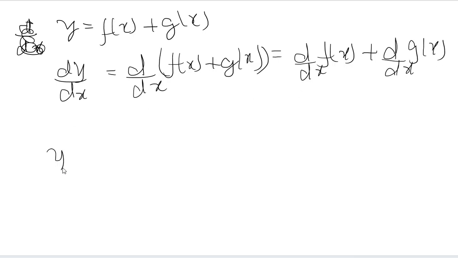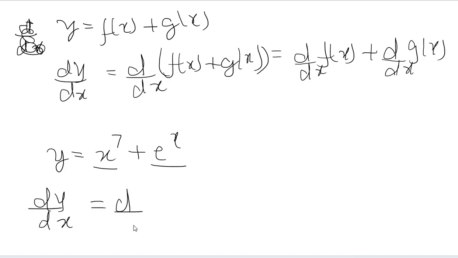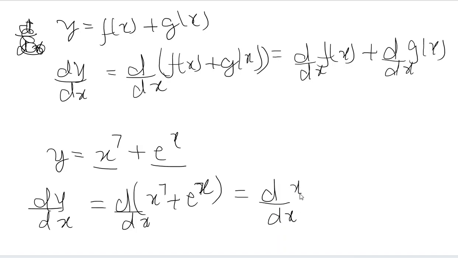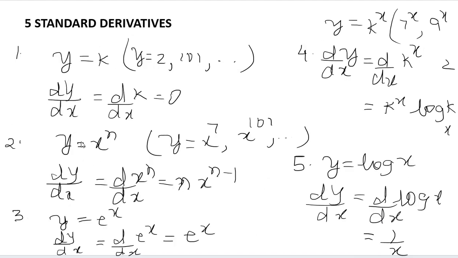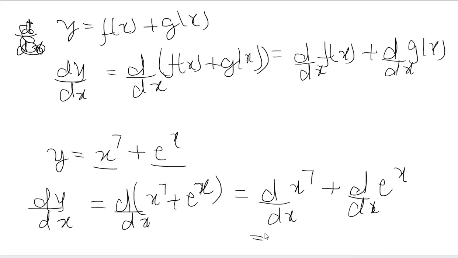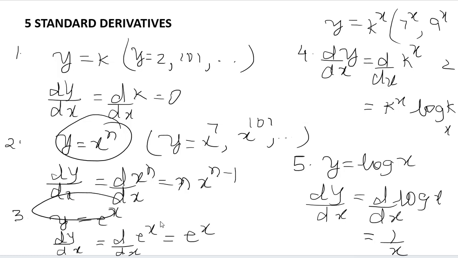Suppose I want to find the derivative of x raised to 7 plus e raised to x. There are two terms, one here and one here. So dy by dx, I keep d by dx as it is, and I replace y with x raised to 7 plus e raised to x. Then I share the derivative with both: d by dx of x raised to 7 and d by dx of e raised to x. The derivative of x raised to 7, using this basic technique, turns out to be 7 x raised to 6, and the derivative of e raised to x is e raised to x, using the basic technique mentioned over here.